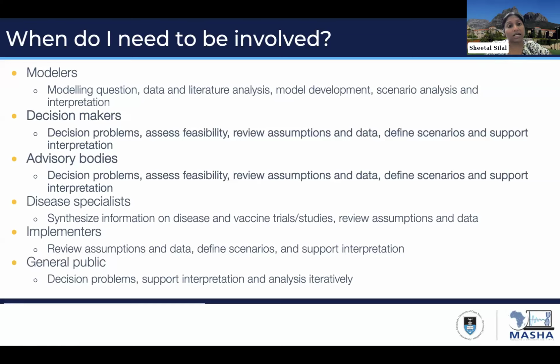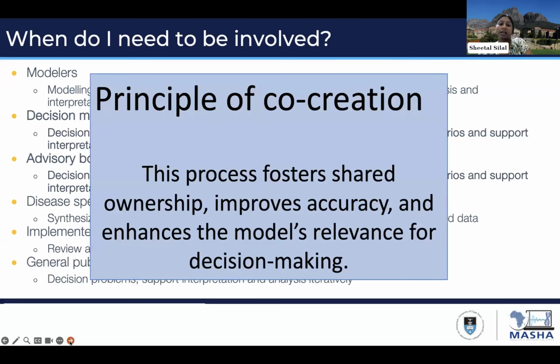So now that we have a good idea about when you need to be involved in a modeling study, you're probably realizing that it can be a long study, that you need to be involved in many steps and perhaps even throughout the study. And that's why I would like to highlight that the NITAG Support Hub, the NICHE program, is founded on the principle of co-creation.